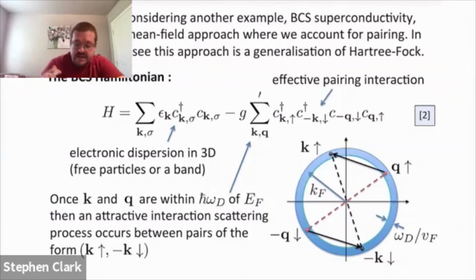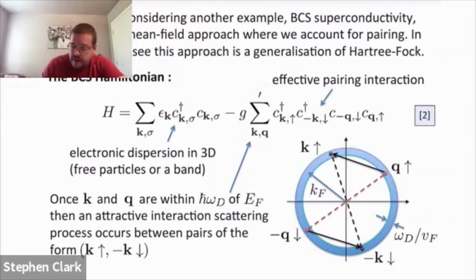And the toy model is that we introduce a constant pairing interaction. It's got a negative sign there, but it only acts on a very thin shell around the Fermi surface, a shell that will have a width that's given by, in fact, the Debye frequency divided by the Fermi velocity. But it's just got some finite width. And this dash on the sum here is saying I'm going to sum over all of the quasi-momentum states inside this little shell around the Fermi surface.